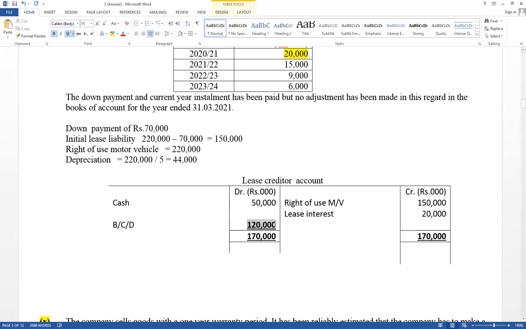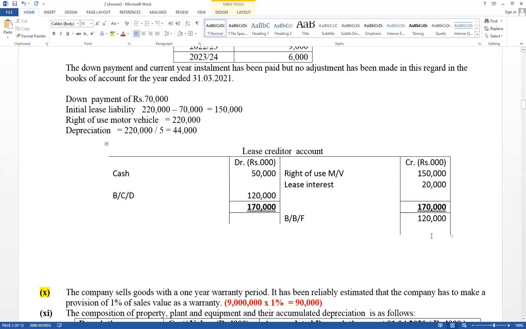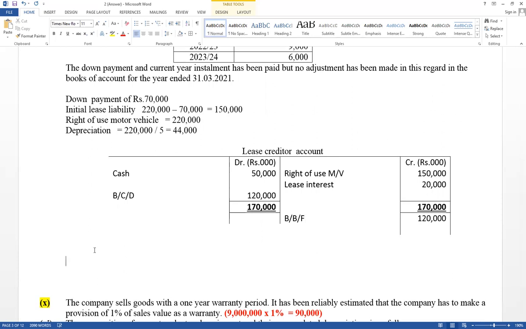That is a liability, and the balance brought forward is that value. Therefore, this is the value that should be included in the financial position as a lease creditor. Then this value should be recognized separately as a current liability and non-current liability. Think how much should be included under current liability and how much under non-current liability.